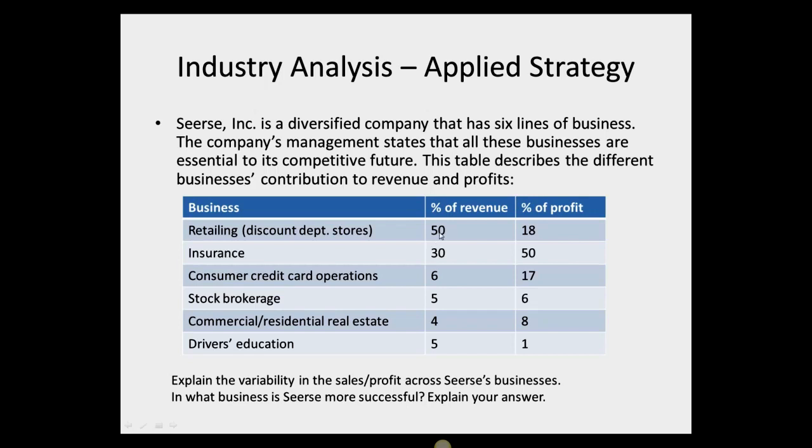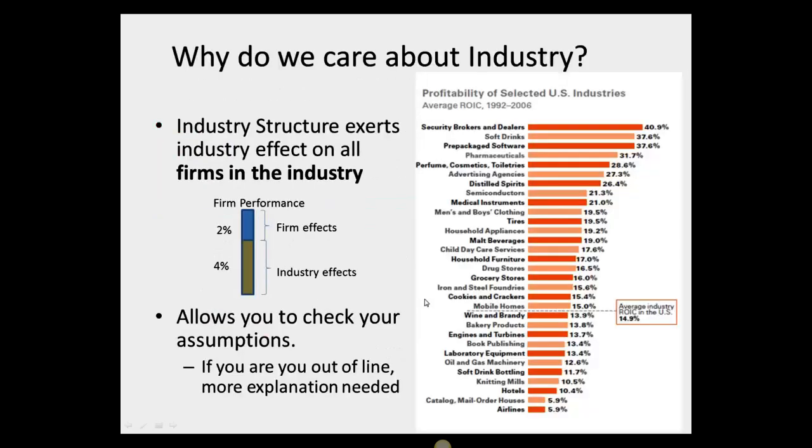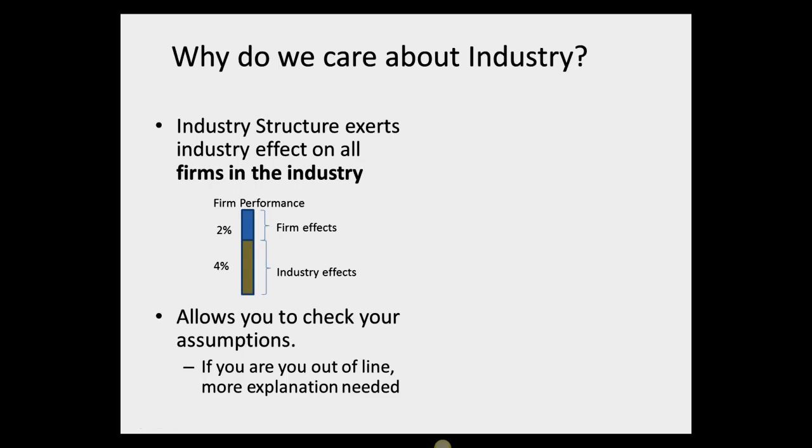But the key is that we're trying to figure out, well, why are they making different percentages of revenue and profit? The key is that they're competing in different industries, and the conditions in different industries are different. And that's why these numbers look the way that they do. So now let's fast forward again here. Industry structure exerts an effect on all firms in the industry. That's a very important concept.